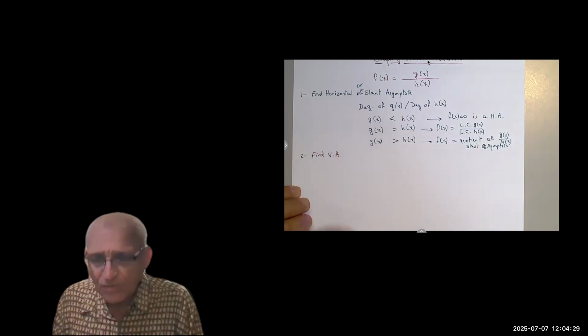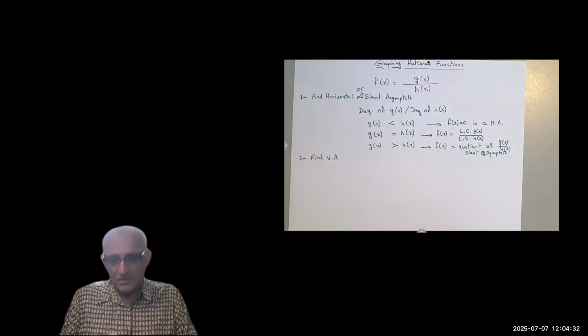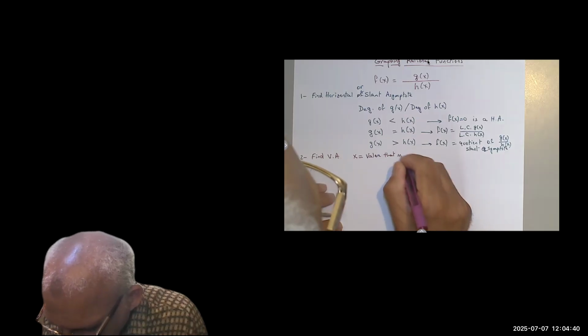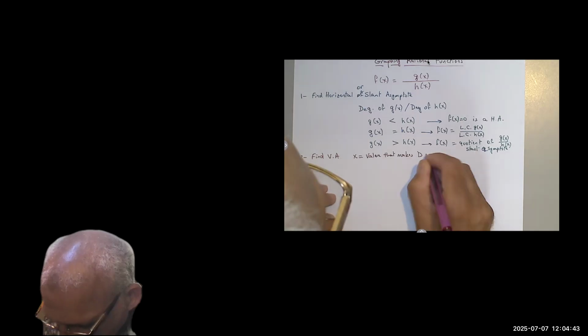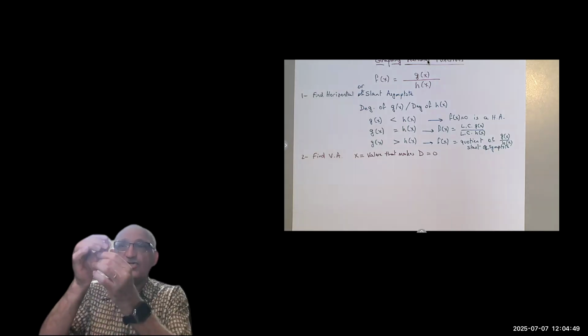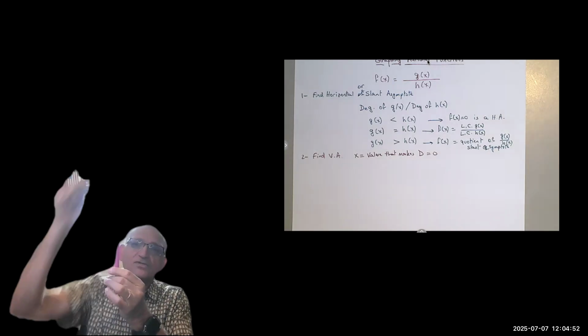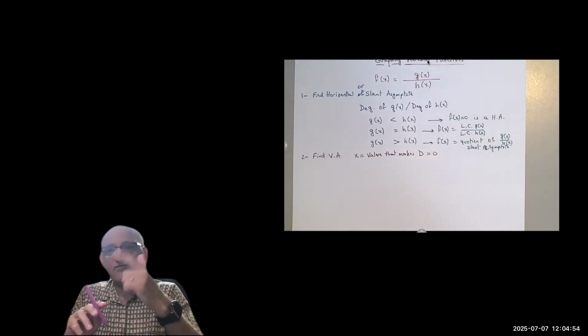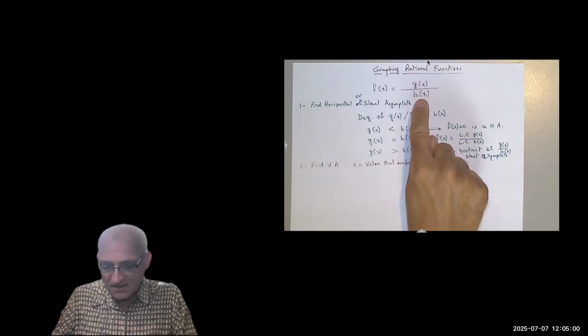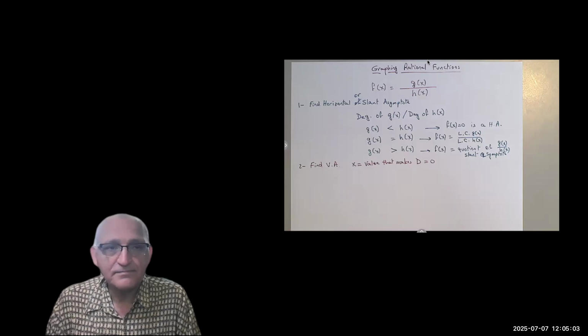Step number 2, find the vertical asymptote. So how do I get the vertical asymptote? Basically, x equals the value that makes the denominator equal 0. Because if you divide by 0, you get infinity, positive or negative. So I have a straight line, and when it approaches, it either goes up to positive infinity or down to negative infinity from both sides. That's very easy. You just set h of x equals 0 and solve for x.